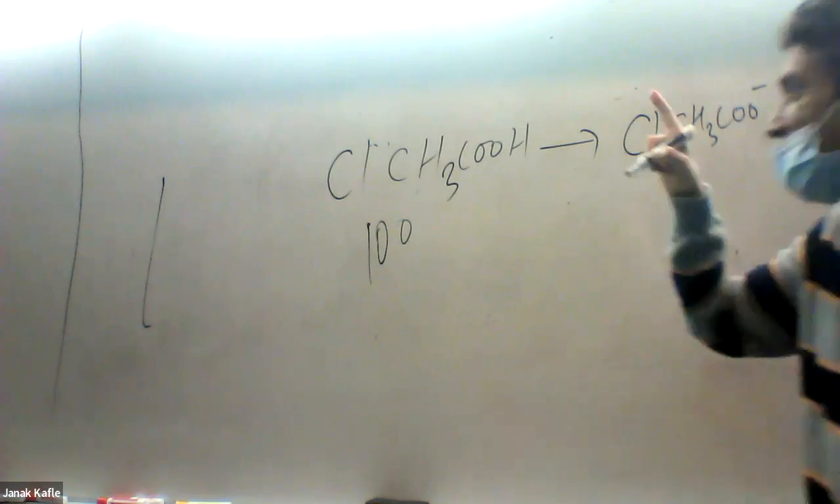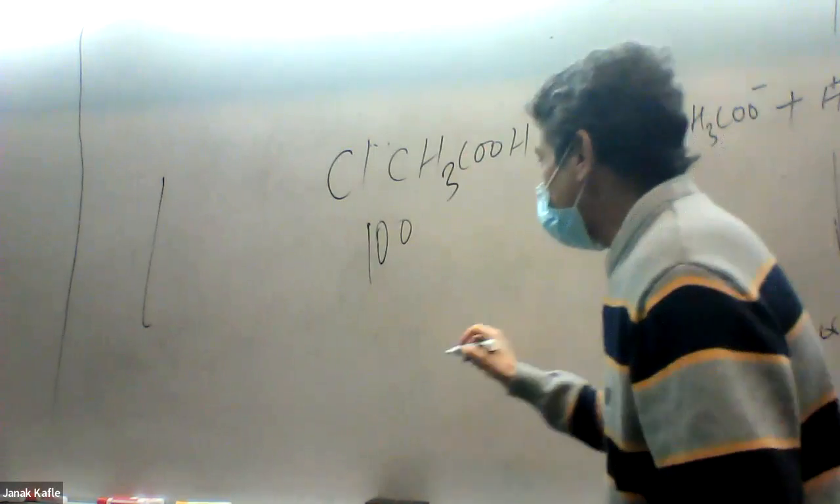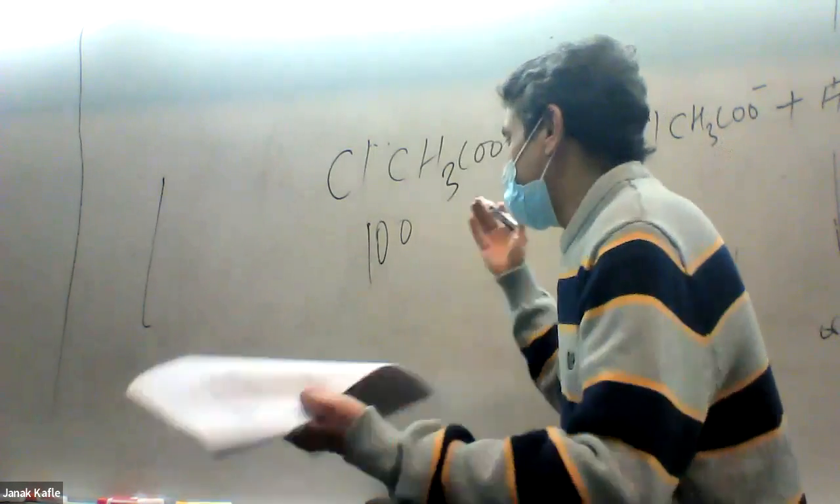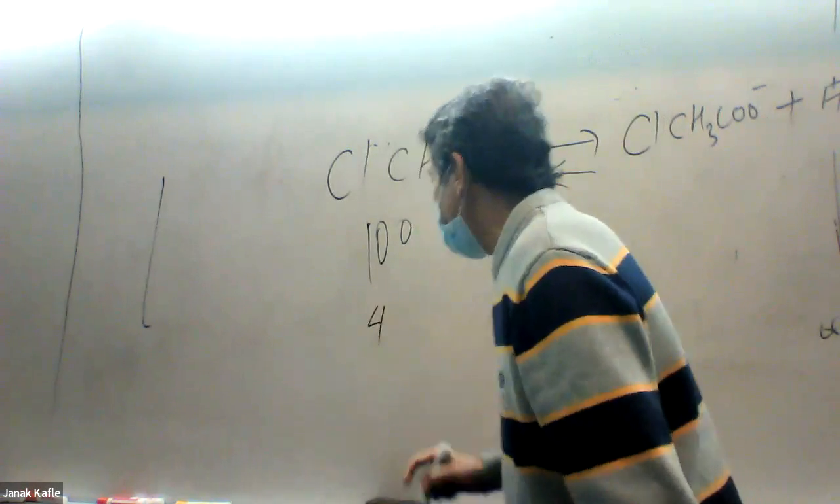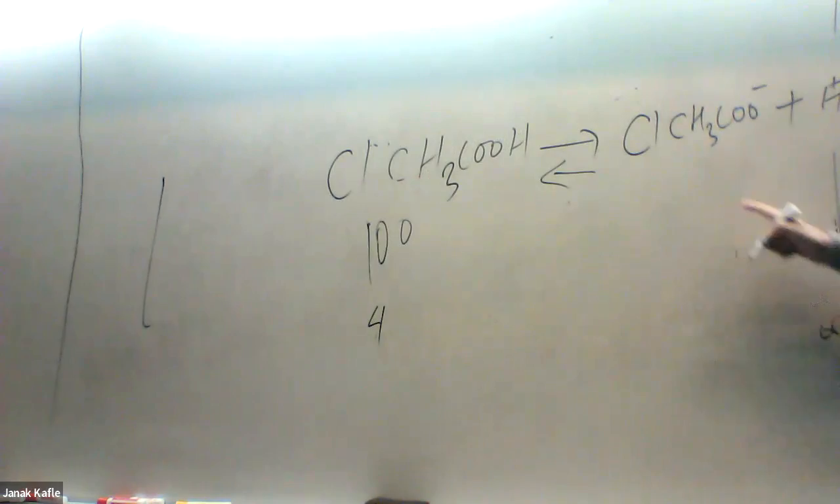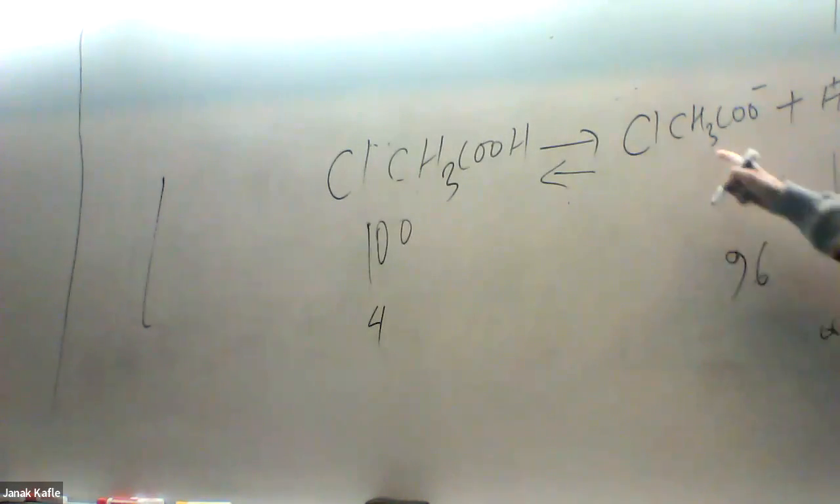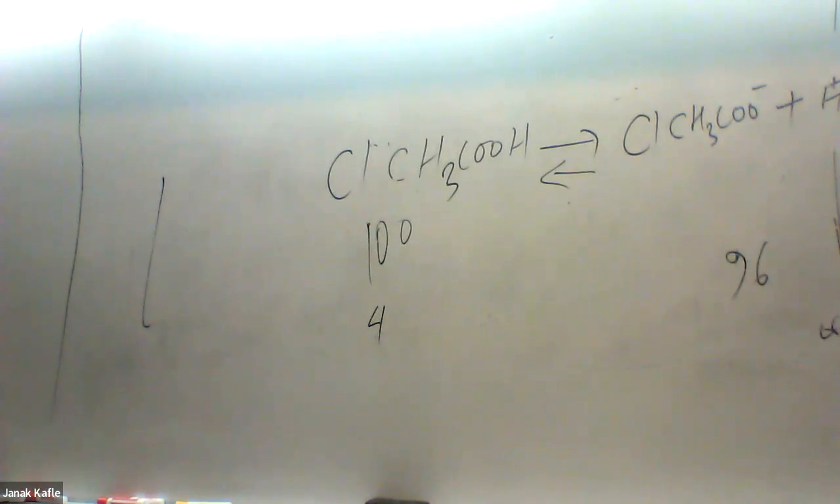Look here. I started with 100 particles. At the end of the reaction, when the system reaches equilibrium, I have only about, let's say, 4 particles left behind, and most are gone to give this 96. So this type of equilibrium is called product favored equilibrium or product favored reaction. Make sense?